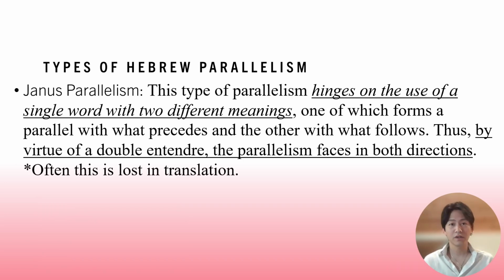Another type of parallelism is called Janus parallelism. Here, this type of parallelism hinges on the use of a single word with two different meanings, one of which forms a parallel with what precedes it, and the other with what follows. Thus, by virtue of a double entendre, that is a word having two ideas or meanings, the parallelism faces in both directions, that is both forward and backwards. This is a very unique parallelism that is often lost or overlooked in English translation.